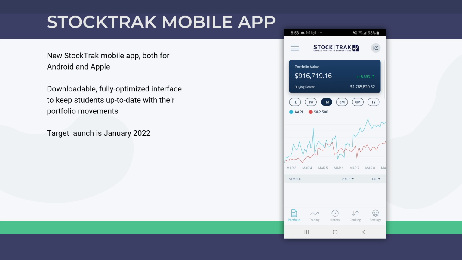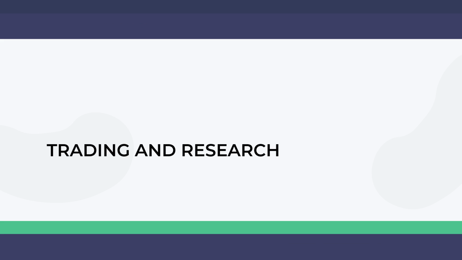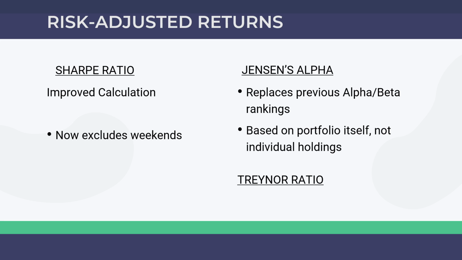Otherwise, general improvements to our trading and research. Risk-adjusted returns: I've been talking about this for a while now, where we've been putting a lot of time and effort into improving the risk-adjusted rankings that we have built into StockTrak. First and foremost, the Sharpe ratio calculation has been improved in that it no longer includes weekends. It's just weekdays, so only the trading days are included in the calculation.